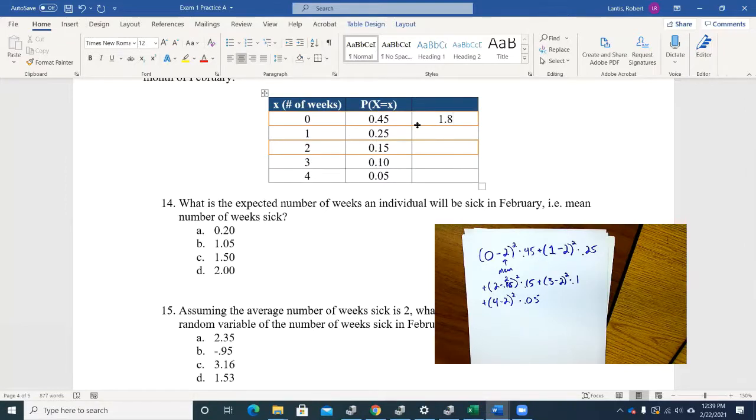Okay. So I think if I do that, I'm going to guess here. I think it's that. So we got 2 squared times 0.45 plus 0.25 plus 0 plus 0.1 plus 4 times 0.05. Okay. So if I enter this in my calculator, I get 2.35. Okay.